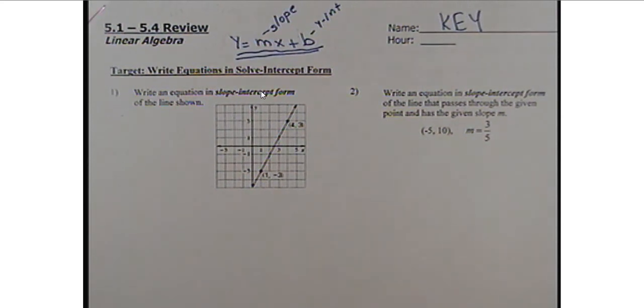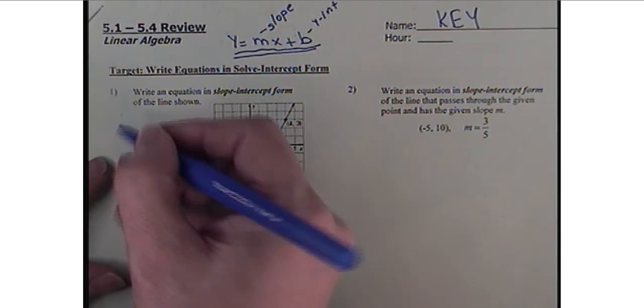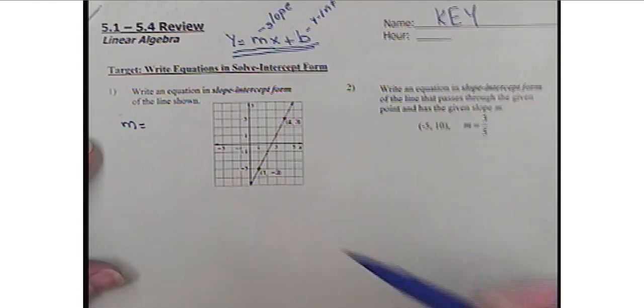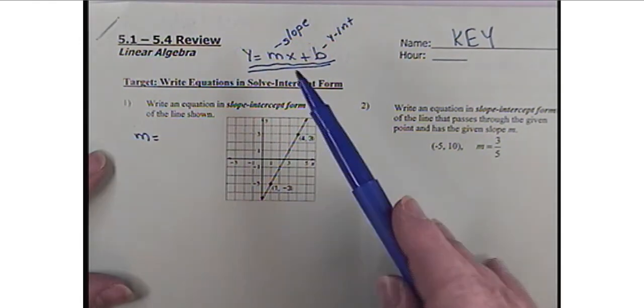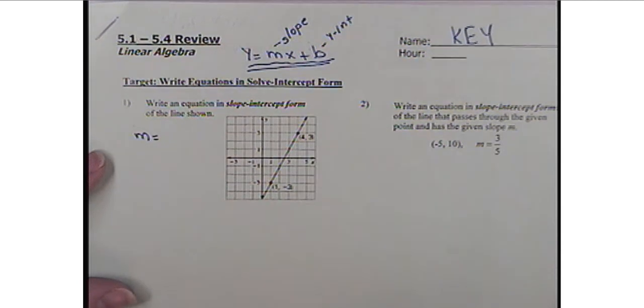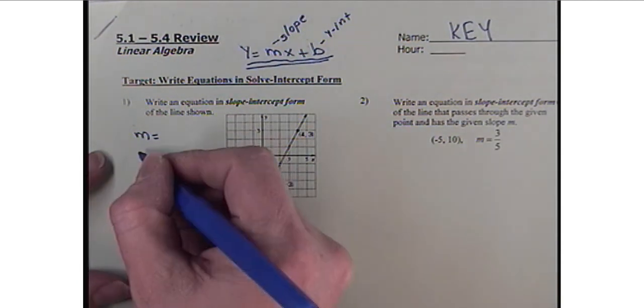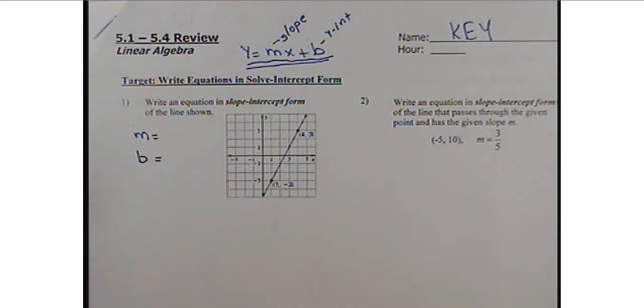So if you take a look at the first problem, it says write an equation in slope-intercept form of the line shown. Our job is to get the information that is given from the picture and write it down. So we know when we have a line, first thing you can write down from the line is the slope. And again, we're talking about slope-intercept form, so definitely we need to know what the slope is equal to and what b is equal to.